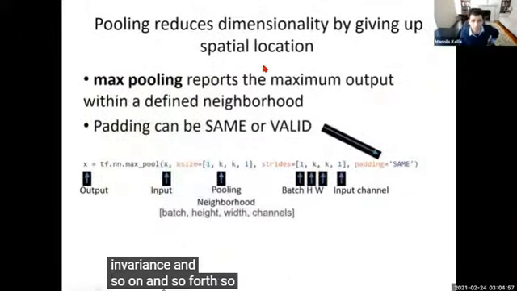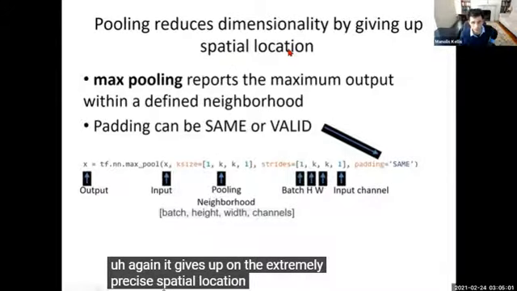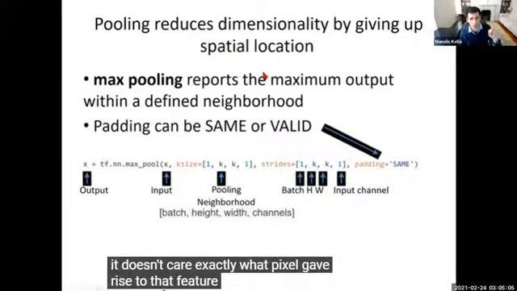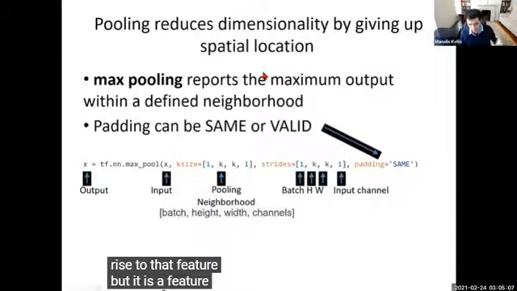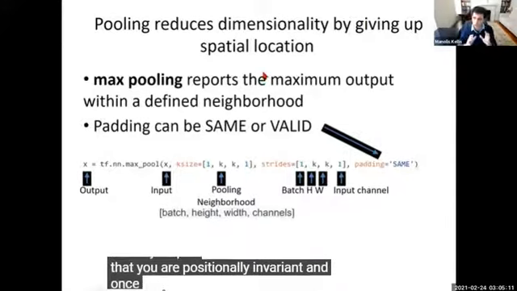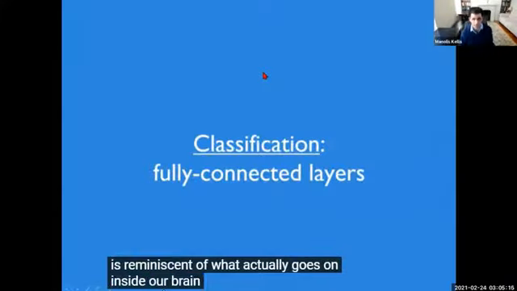So again, it gives up on the extremely precise spatial location. It doesn't care exactly what pixel gave rise to that feature, but it is a feature, not a bug. It's actually helpful that you are positionally invariant. And once more, this is reminiscent of what actually goes on inside our brain.